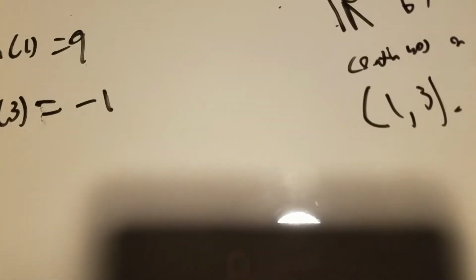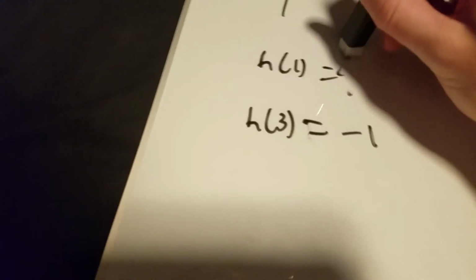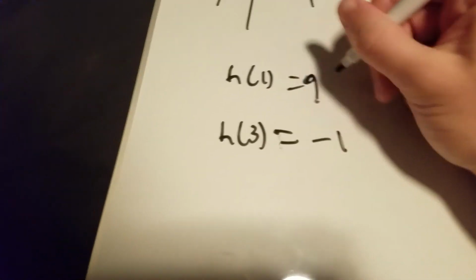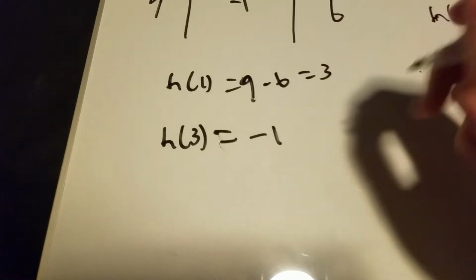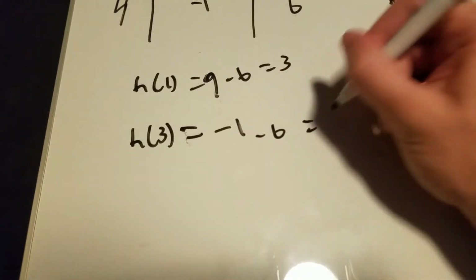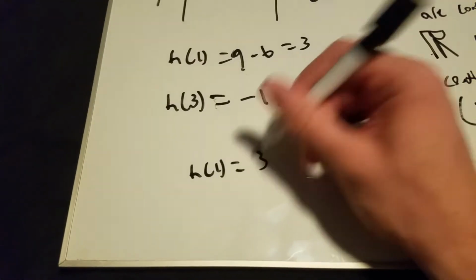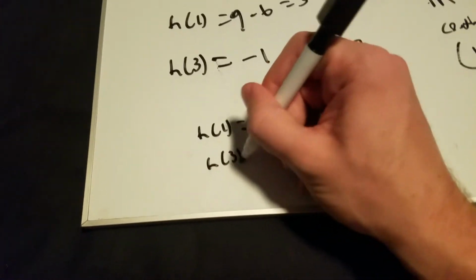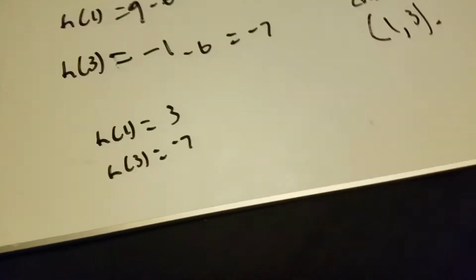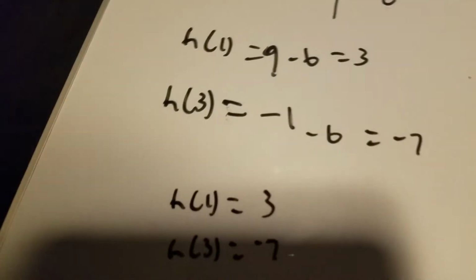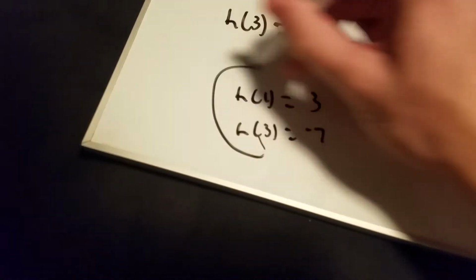So now, oh, I forgot to do the -6. Okay, so it would be 9 minus 6 equals 3, my bad, and then -1 minus 6 equals -7. So h of 1 equals 3, h of 3 equals -7. Okay, that makes a lot more sense.